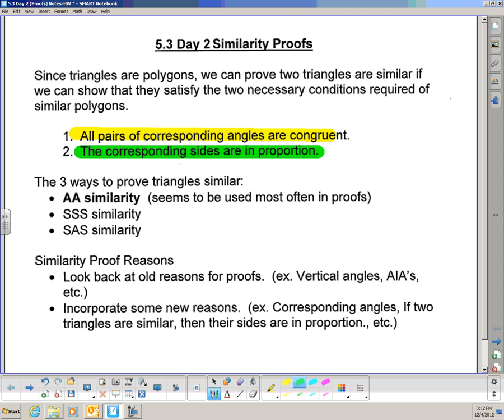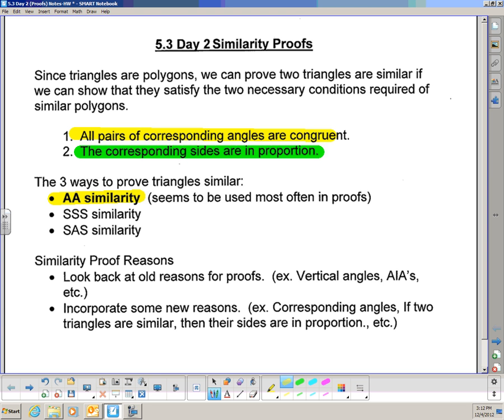There are three ways to prove similar triangles: AA similarity, SSS similarity, and SAS similarity. But we're really going to just be dealing with the AA similarity in the proofs. When you do similarity proofs, a lot of the old reasons show up, and then some reasons that we don't use so often show up as well.